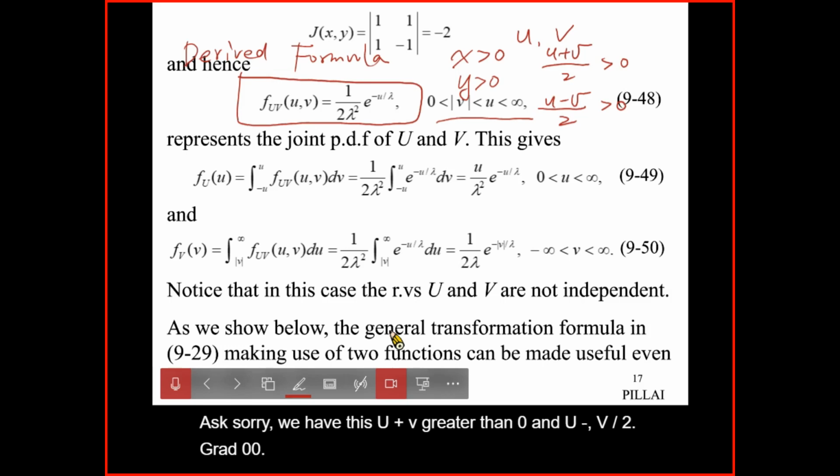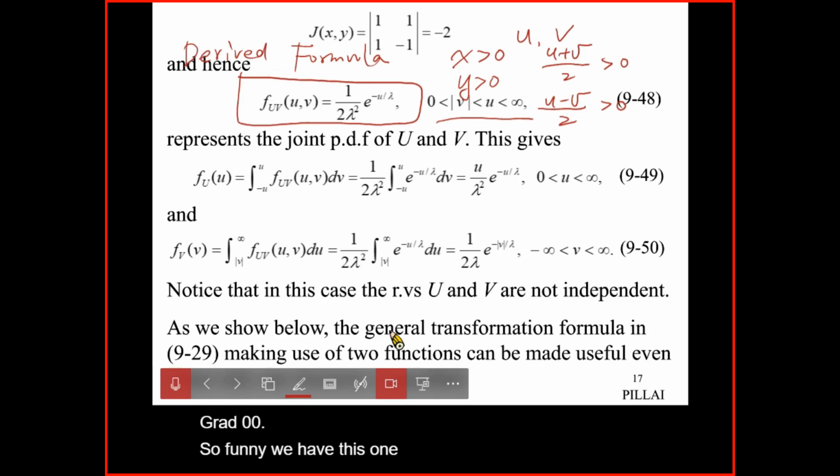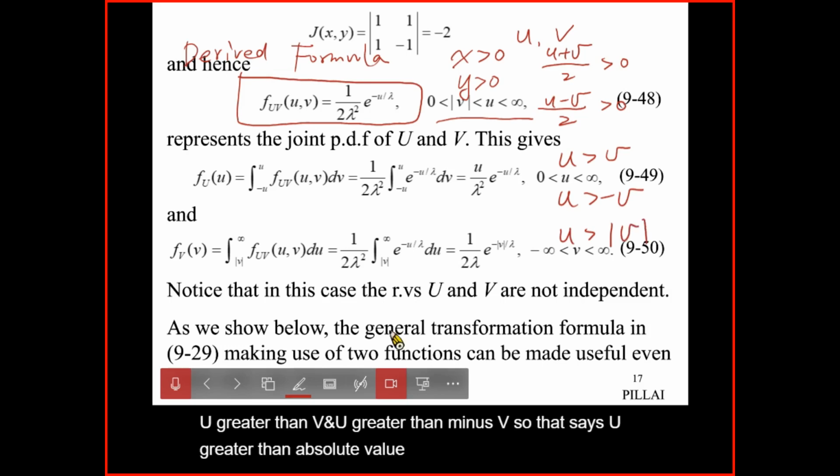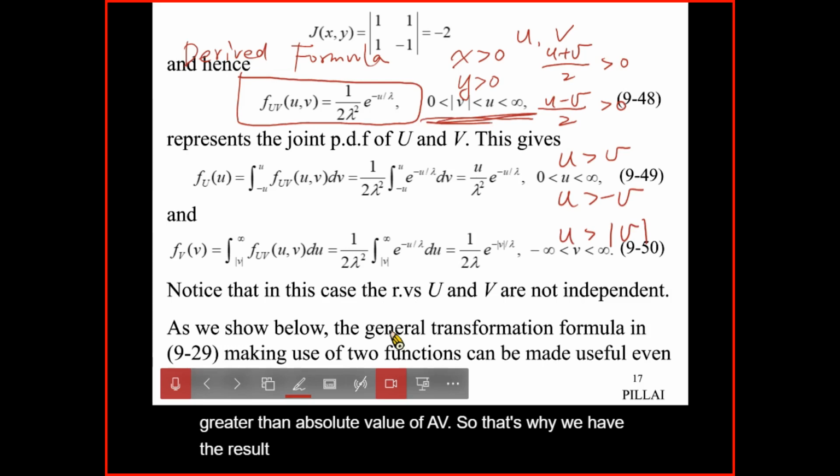So finally, we have u greater than v and u greater than minus v. That says u greater than the absolute value of v. So that's why we have the result, the range for the two variables.